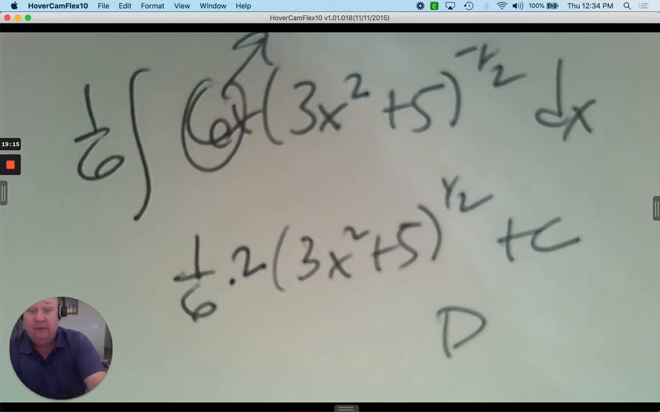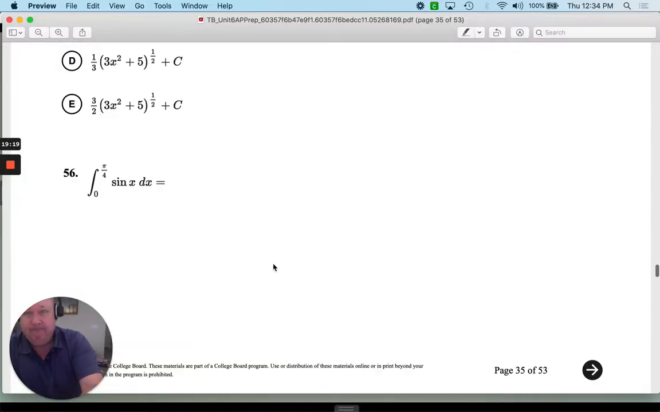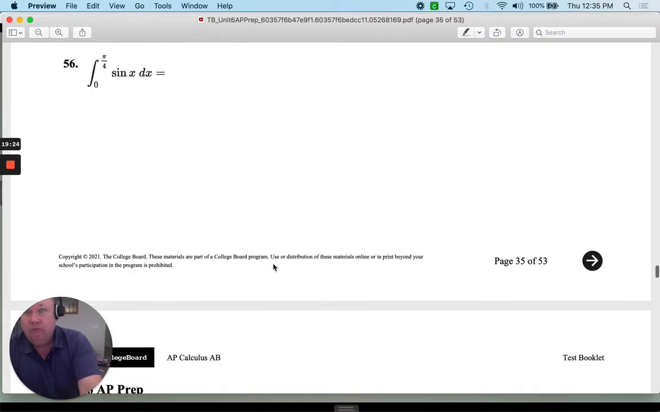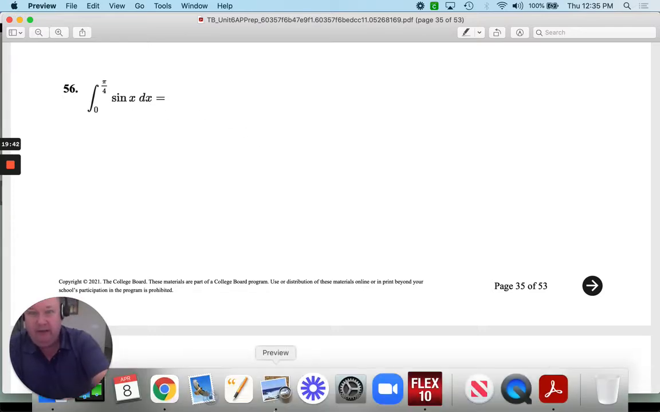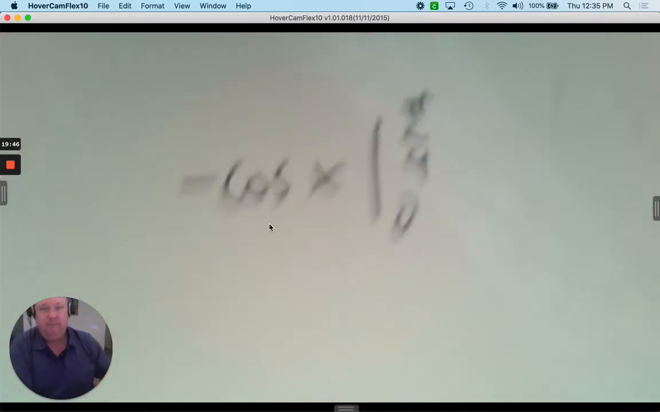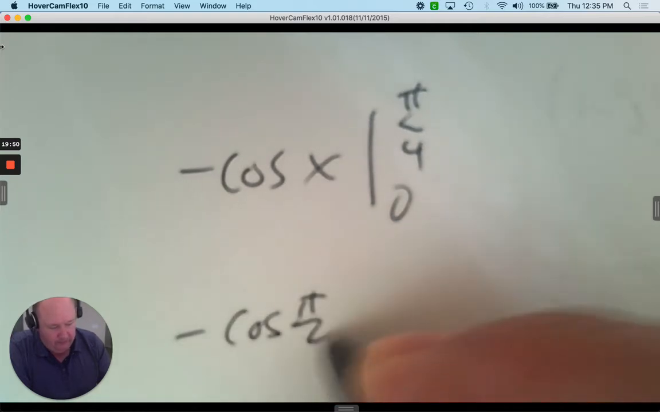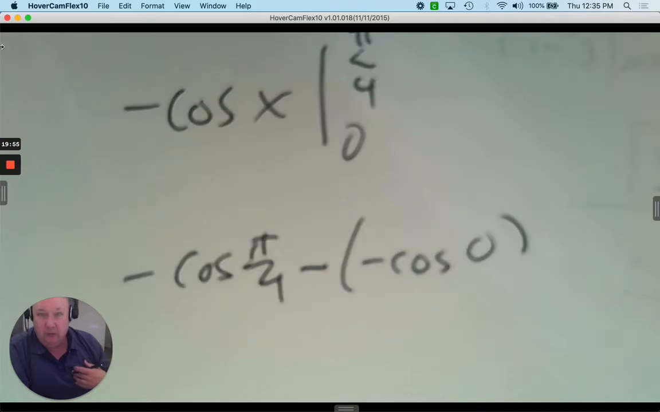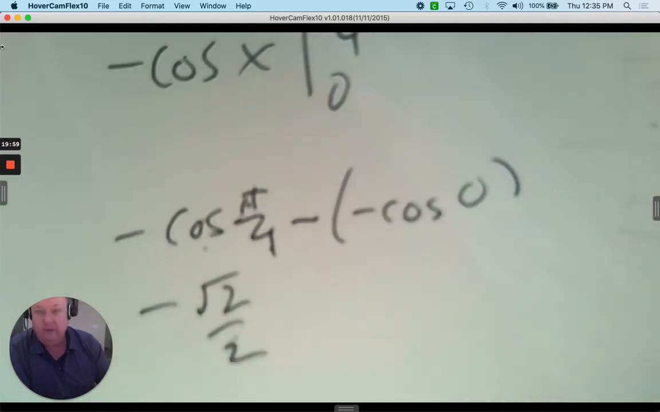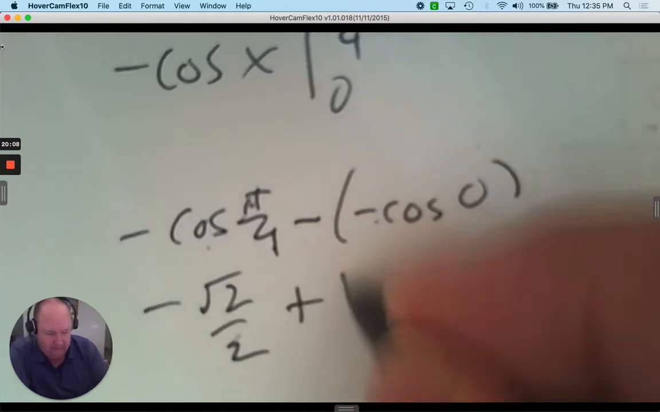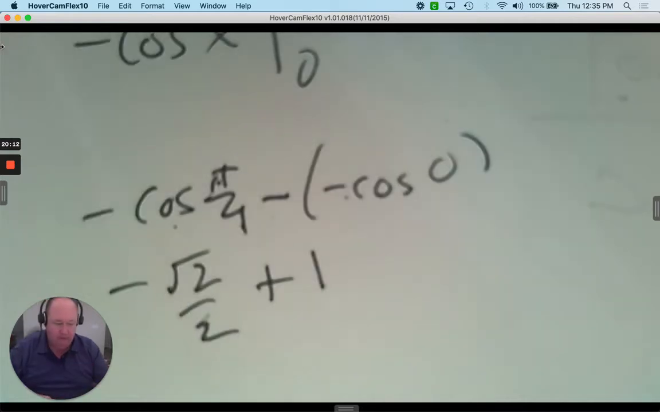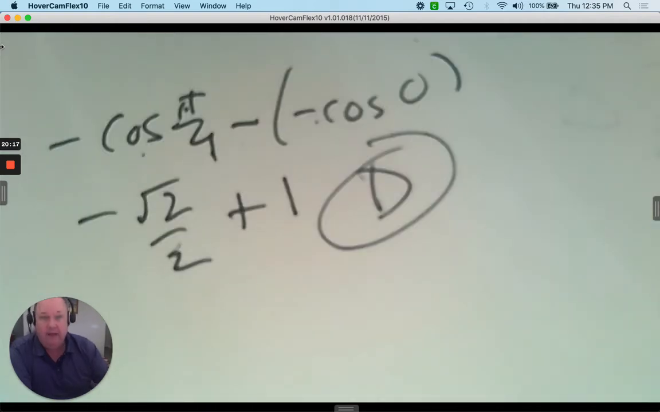Number 56. Take a look at 56. Try it first and then press play. So try 56. The antiderivative rule for sine x is negative cosine x, and then you need to know your unit circle. So it's negative cosine x from 0 to pi over 4. You plug in the upper bound, subtract, plug in the lower bound, and then know your unit circle. Cosine at pi over 4 is the x coordinate there, which is positive root 2 over 2, but it's made negative. The x value at the angle 0 is 1. So a negative times a negative: it's negative root 2 over 2 plus 1. Order doesn't matter, so it can be 1 minus root 2 over 2 or that. And that answer matches with D.